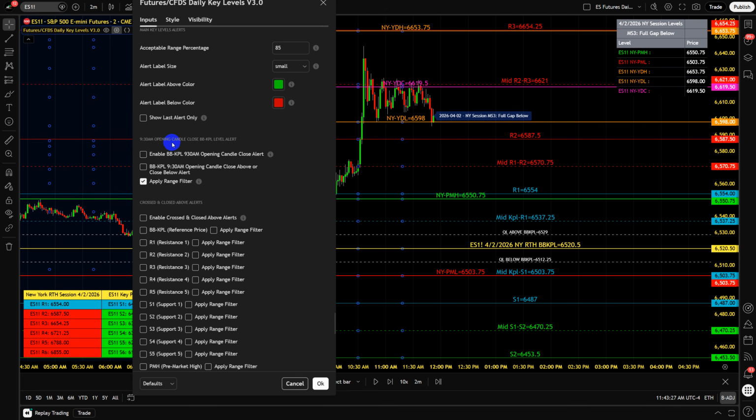Now, the 9:30 a.m. opening candle close BBKPL level alert. This is a special single candle alert. So this is the opening candle alert for either a close above or a close below the bull bear key price level. So this will be for the opening candle for whatever chart time frame you have your chart on. So we'll go ahead and just look at it now.